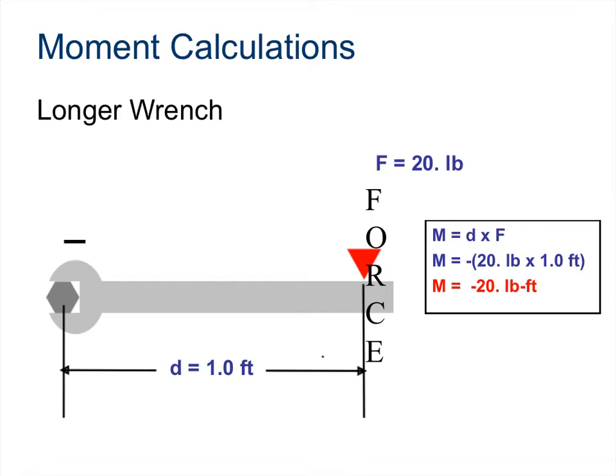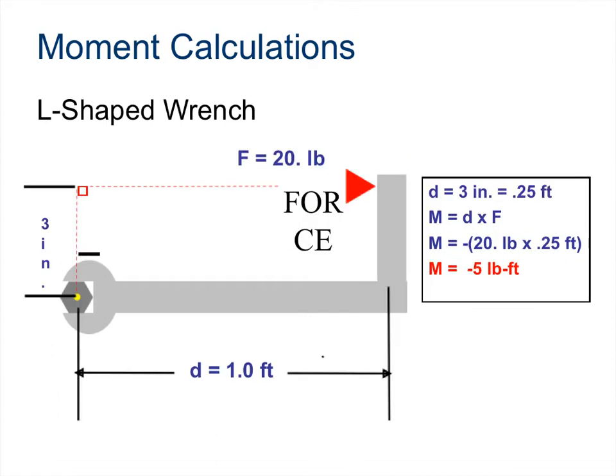However, since this downward force is being applied in a clockwise motion, we know that this moment is going to be negative. So our final answer for this example with the longer wrench is that our moment is negative 20 foot-pounds.